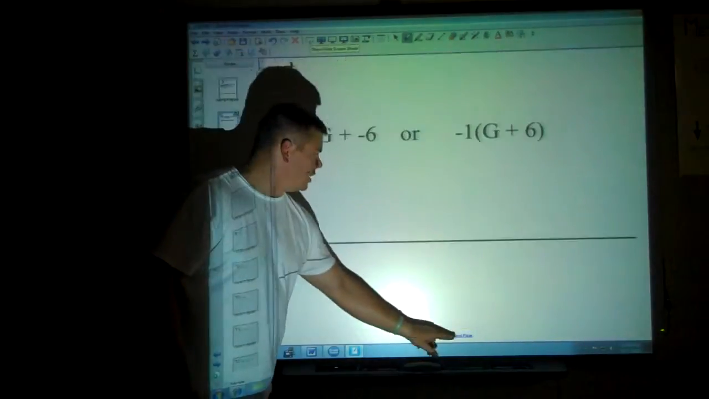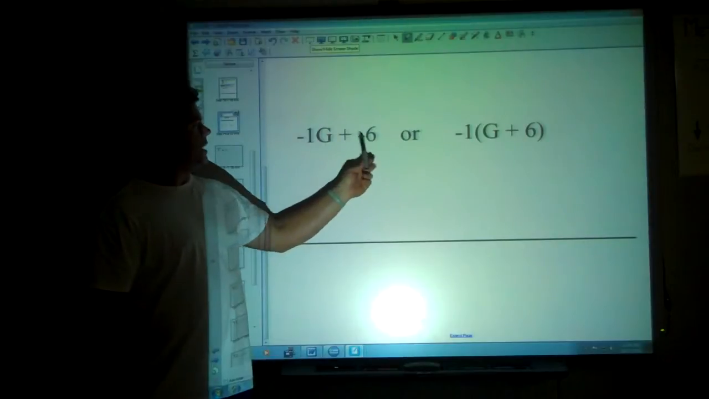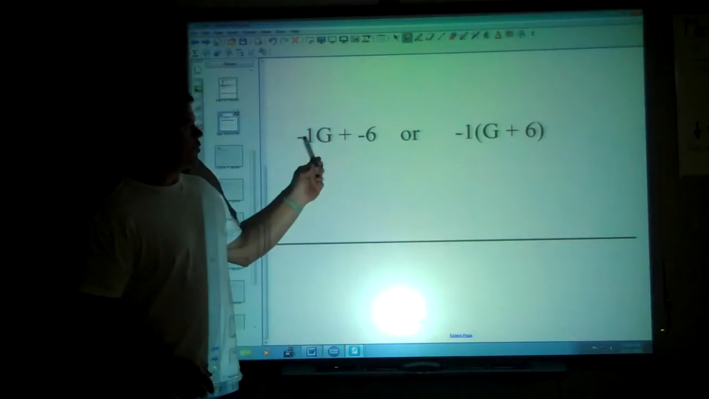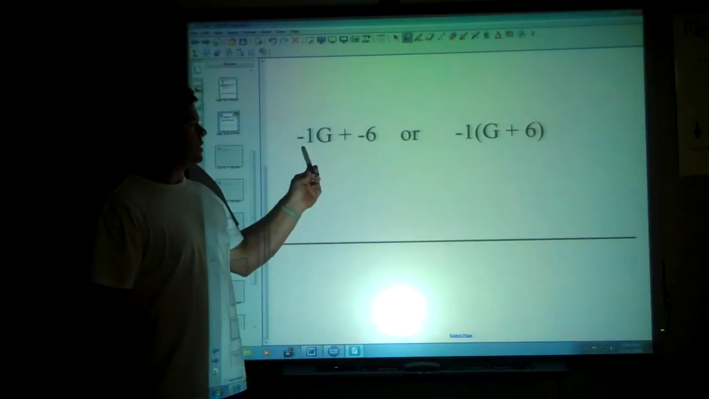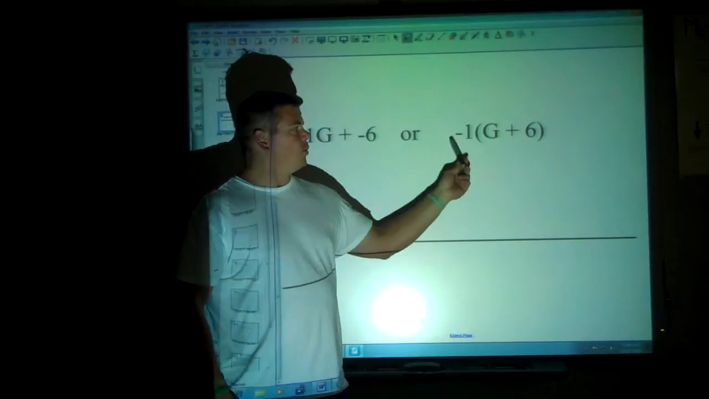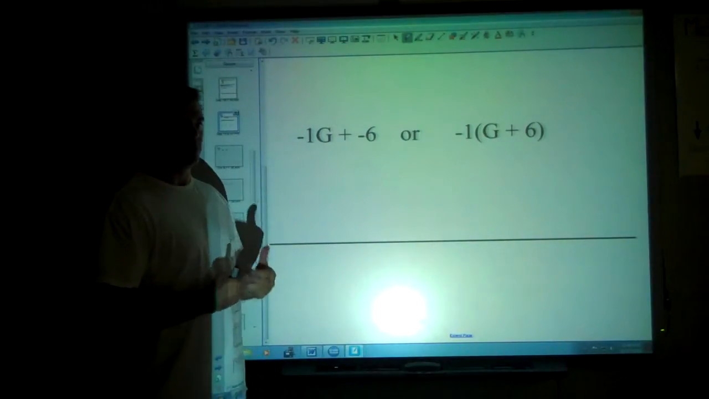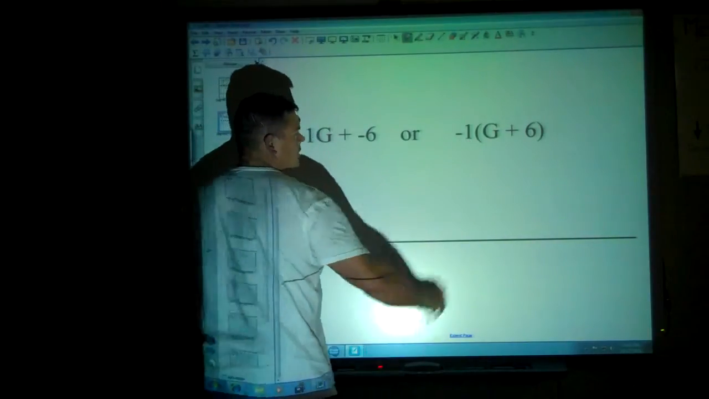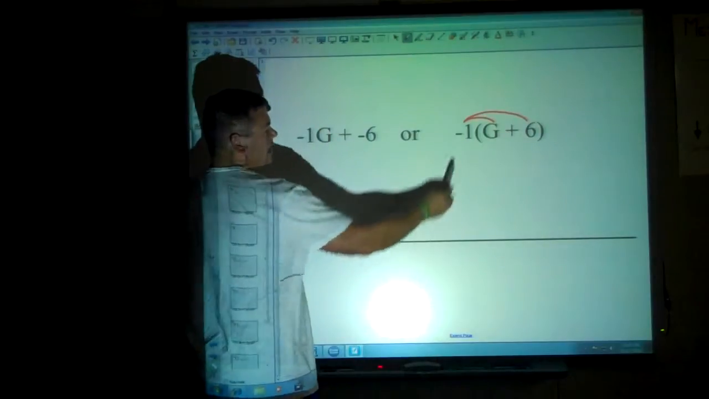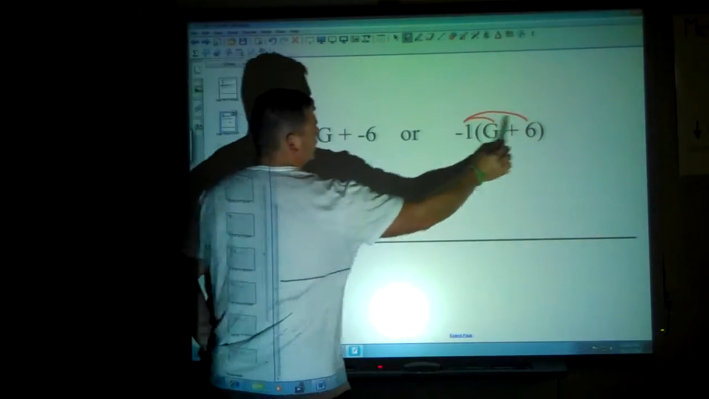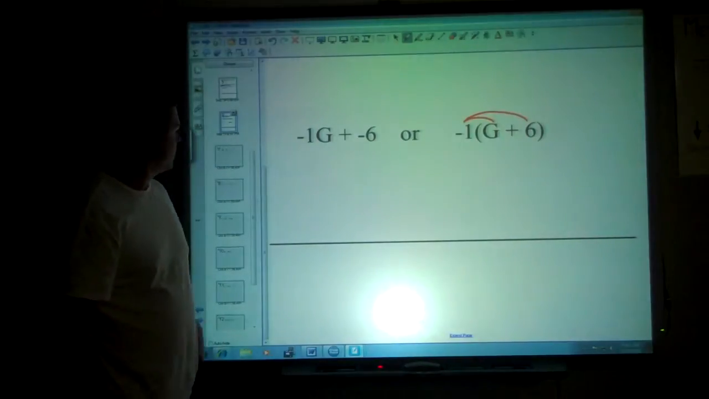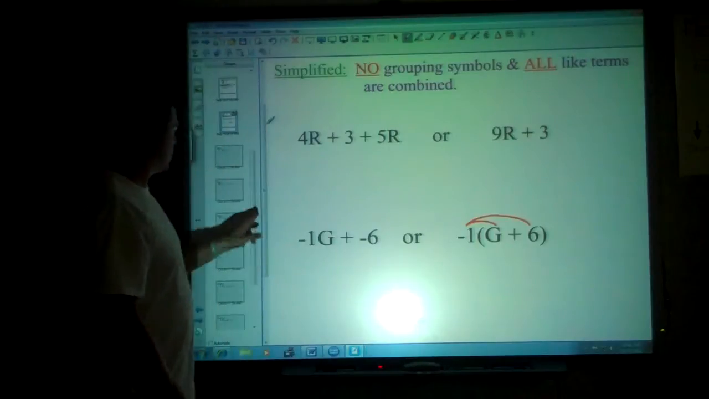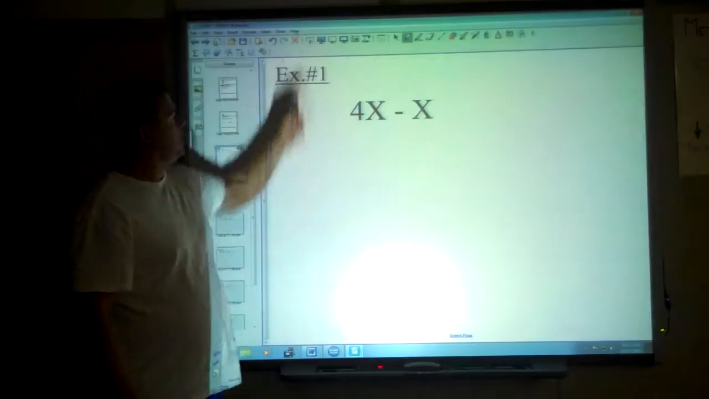Alright, here's another situation. Negative 1g and negative 6, or negative 1 with g plus 6. Which of these would be in simplest form? The one on this side would have to be in simplest form because this one has grouping symbols. We're not allowed to have grouping symbols if it's truly in simplest form. So how do we get rid of the grouping symbols? We use the distributive property. And the number on the outside would get multiplied by both the parts inside, and that's where negative 1g and negative 1 times 6 is coming from. So those are in simplest form. This would be in simplest form, and this would be in simplest form, because all the like parts have been combined. So let's try some out.